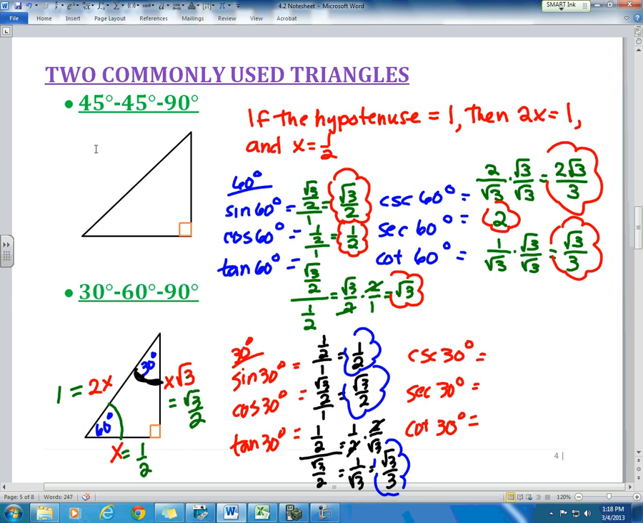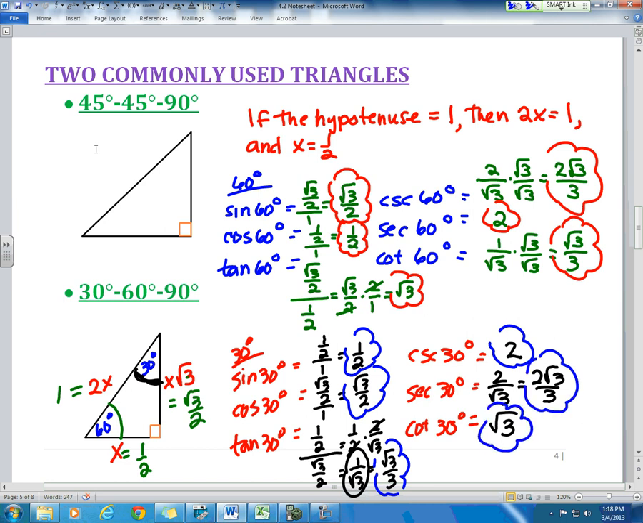So knowing that, we have 3 other reciprocal functions. Cosecant of 30 will be 2. Secant of 30 will be 2 over radical 3, which rationalizes to radical 3 over 3. And cotangent, I'm going to actually go right here to flip and take the reciprocal of. So this is just radical 3. So our other three ratios are: cosecant of 30 degrees is 2, secant of 30 degrees is 2 radical 3 over 3, and cotangent is radical 3. Again, need to know these values.